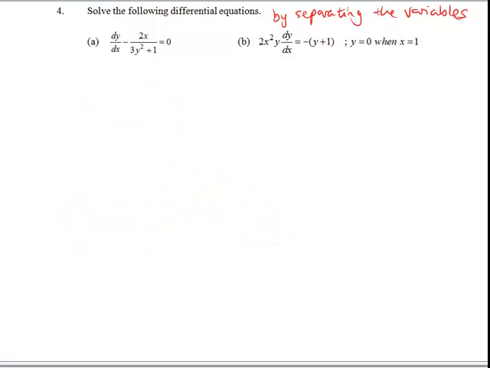Now I'm going to solve the differential equation in part B. Notice that we have extra information. When x equals 1, y equals 0. This will lead me to find the particular solution.